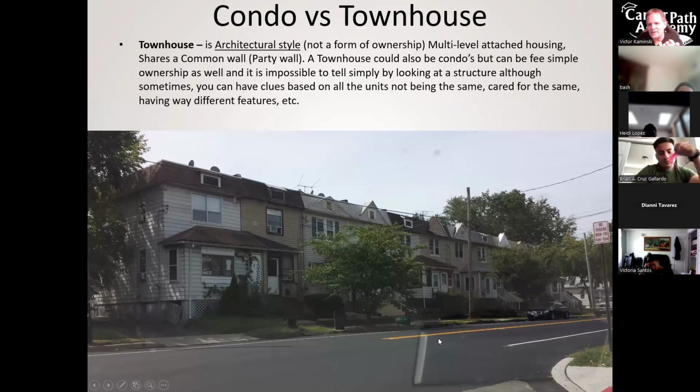This is not a condominium. This is just fee simple ownership. And I do know this because I know a girl that lives here. And she said, yeah, these are rentals. She's renting it. These are 100-year-old townhouses here.